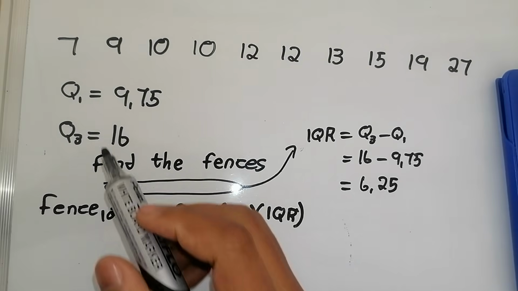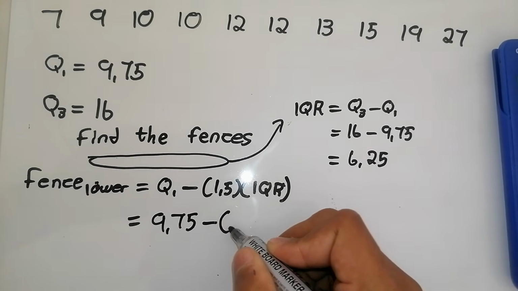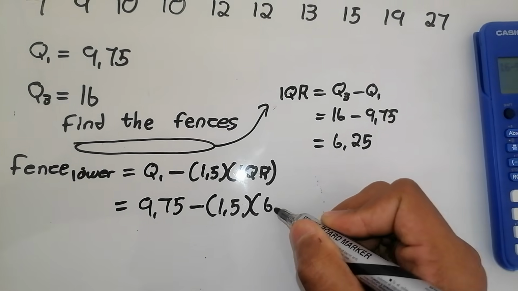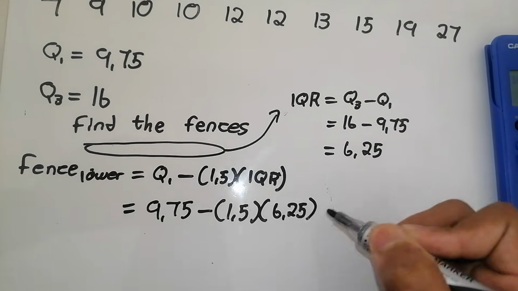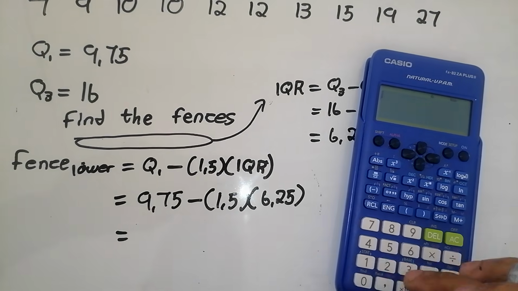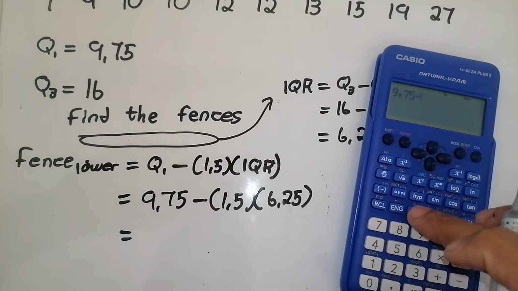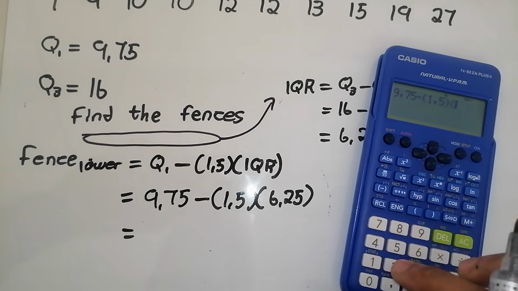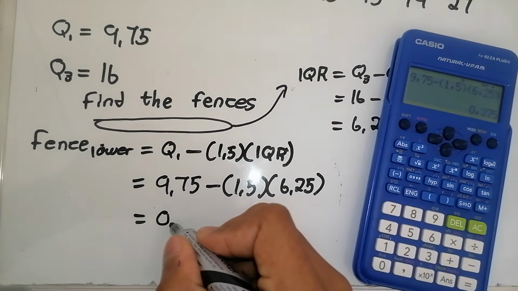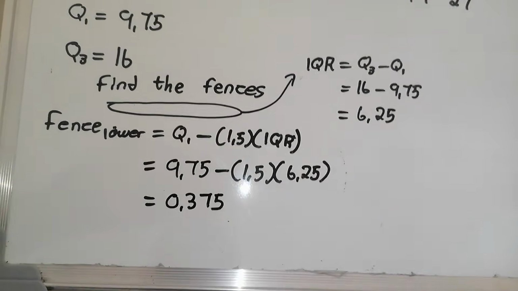Now you substitute your lower quartile: 9,75 minus 1,5 times your IQR, 6,25. Now you substitute everything in your calculator: 9,75 minus 1,5 multiplied by your IQR, which is 6,25. Then this is gonna give you 0.375. This is your lower fence.